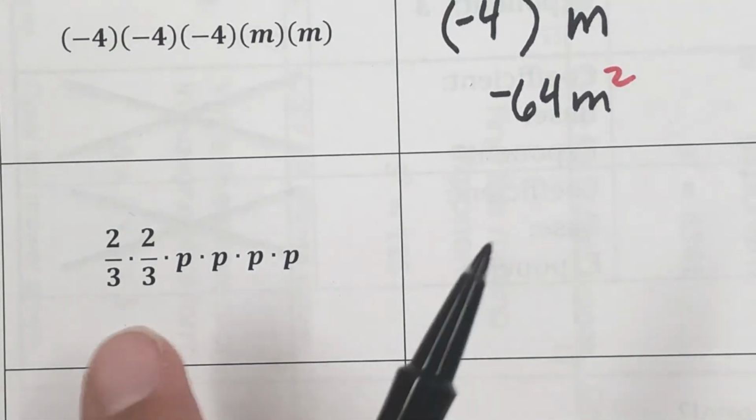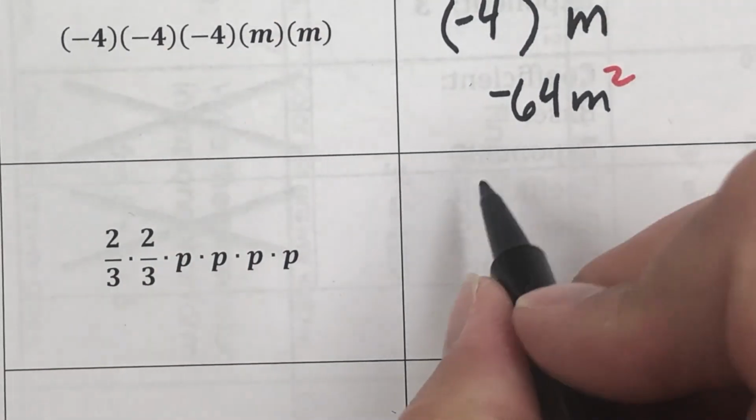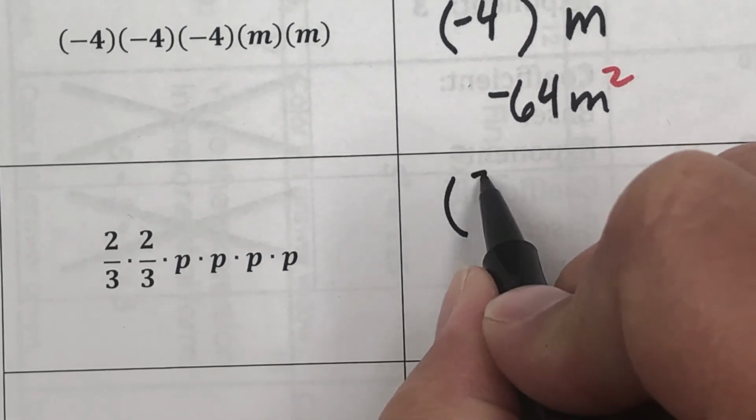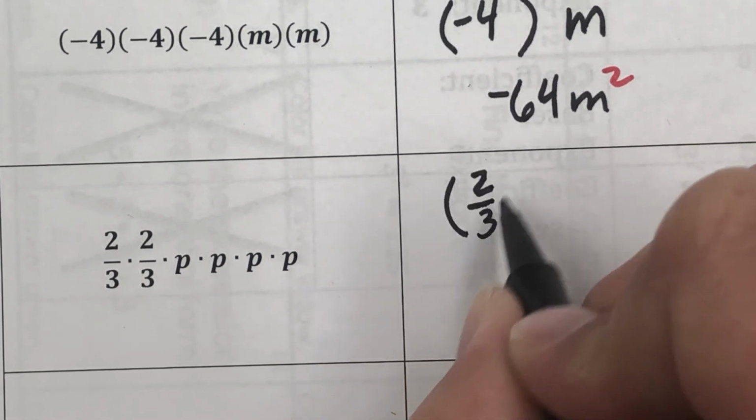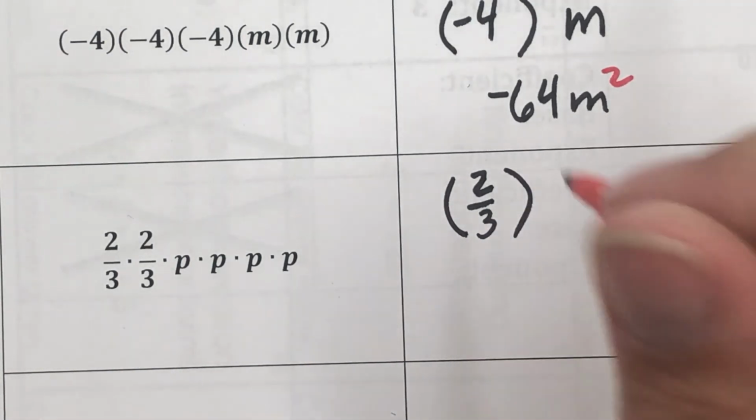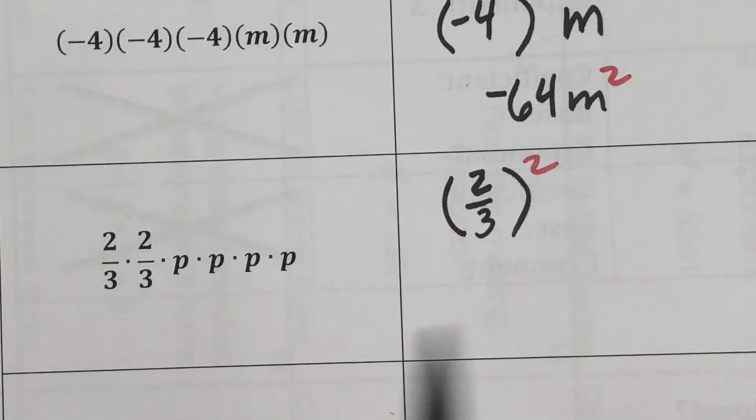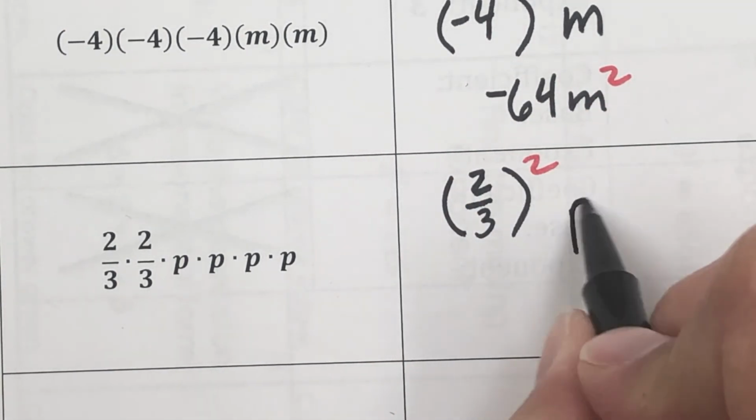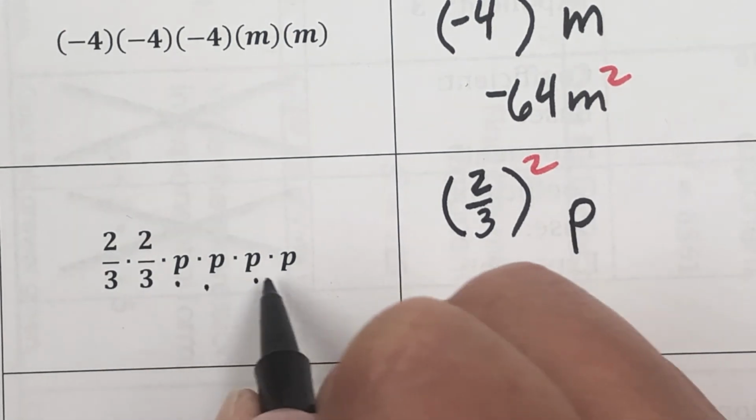I'm going to do something similar for this. I have 2 bases here. I have positive 2/3 to the second power. And then I have the variable p, and I have 1, 2, 3, 4 of those.